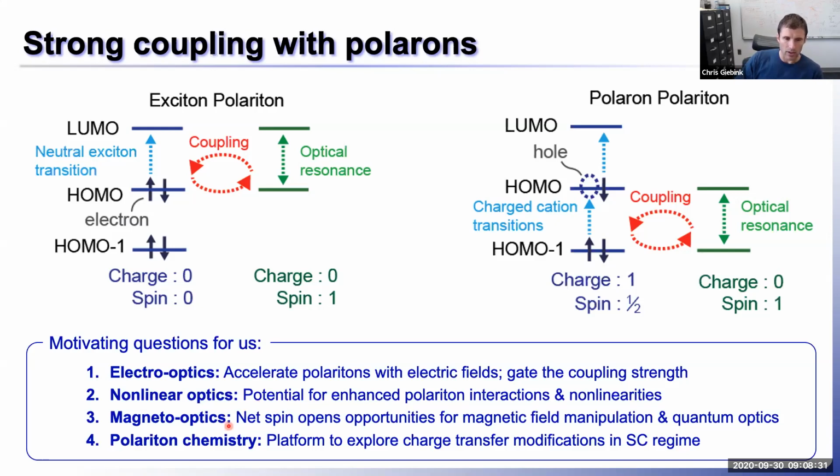Because your Polaron has a net spin, you open up opportunities for manipulating things with magnetic field. This is probably most interesting in the domain of quantum optics. And then the last one that will actually be the focus of this talk is in Polariton chemistry. We've looked at these charged polaritons as a platform to explore charge transfer modifications that occur in the strong coupling regime.